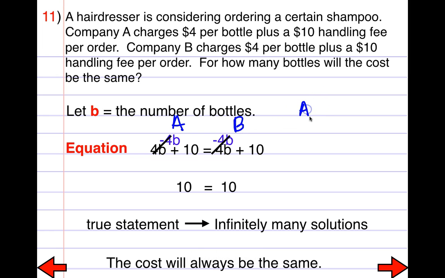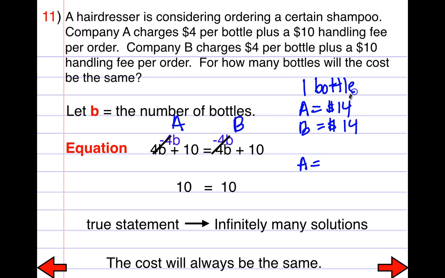For company A, let's just buy one bottle of shampoo. That's going to be $4 for that one bottle plus 10. So that's $14. Well, what about company B? Again, since you bought one bottle, that's $4 plus 10 for the handling fee. It's going to be $14 as well. But let's try a different option.